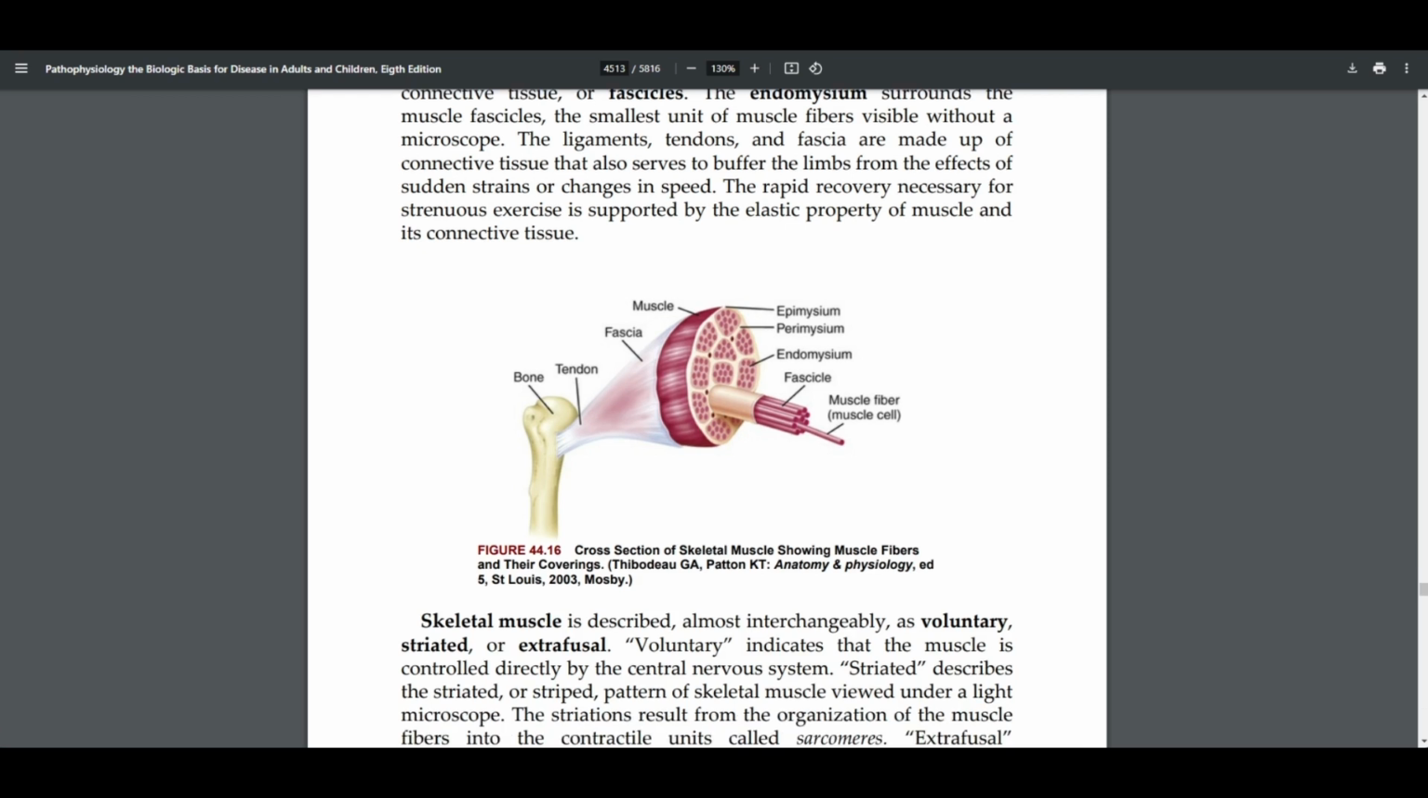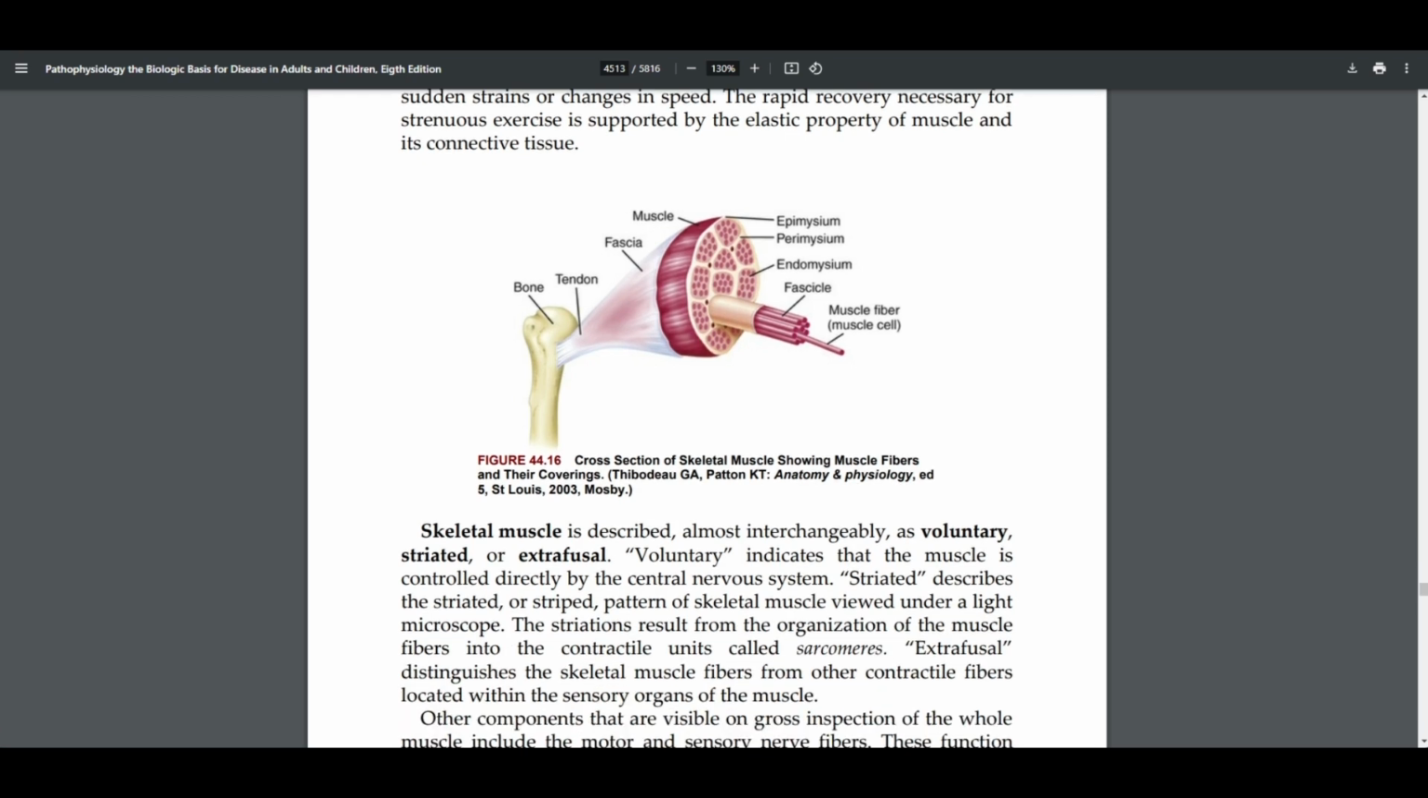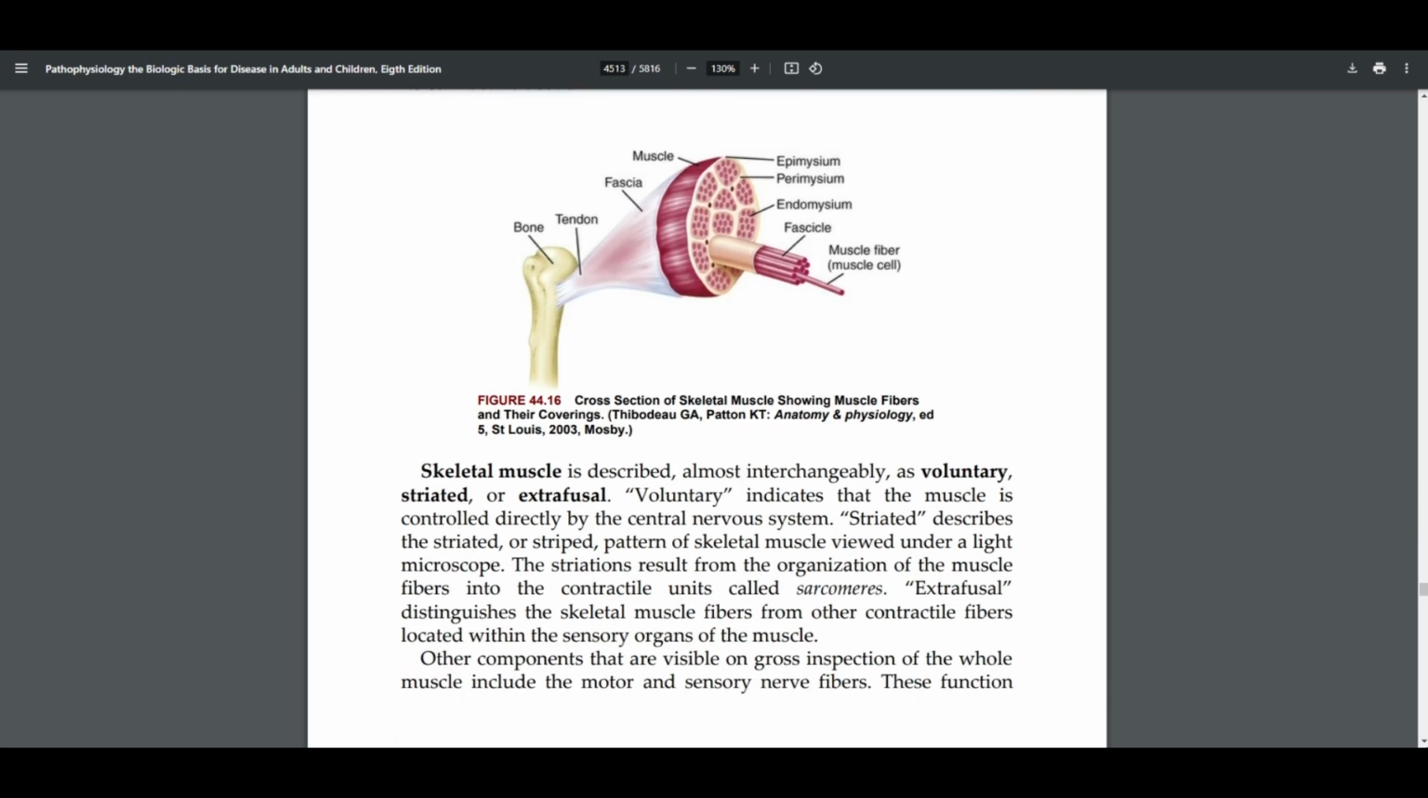Skeletal muscle is described almost interchangeably as voluntary, striated, or extrafusal. Voluntary indicates that the muscle is controlled directly by the central nervous system. Striated describes the striped pattern of skeletal muscle viewed under the light microscope. The striations result from the organization of the muscle fibers into contractile units called sarcomeres.